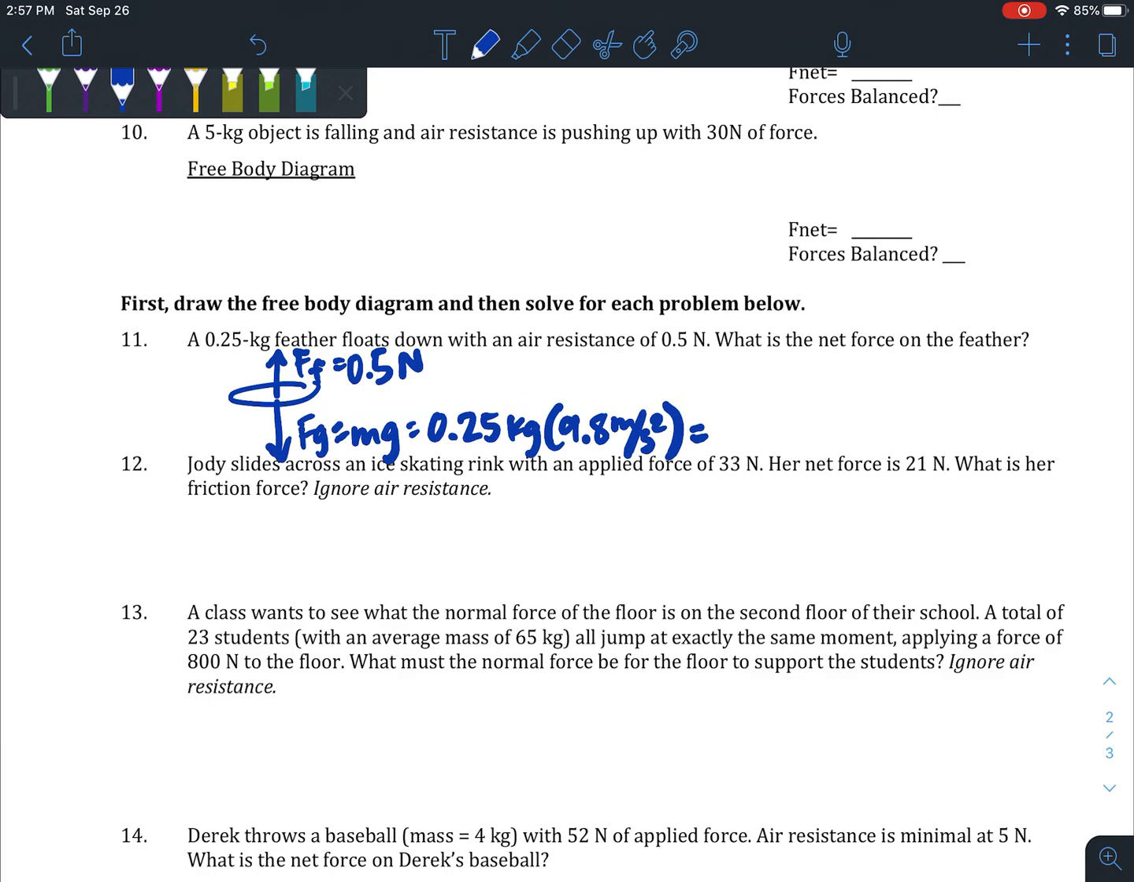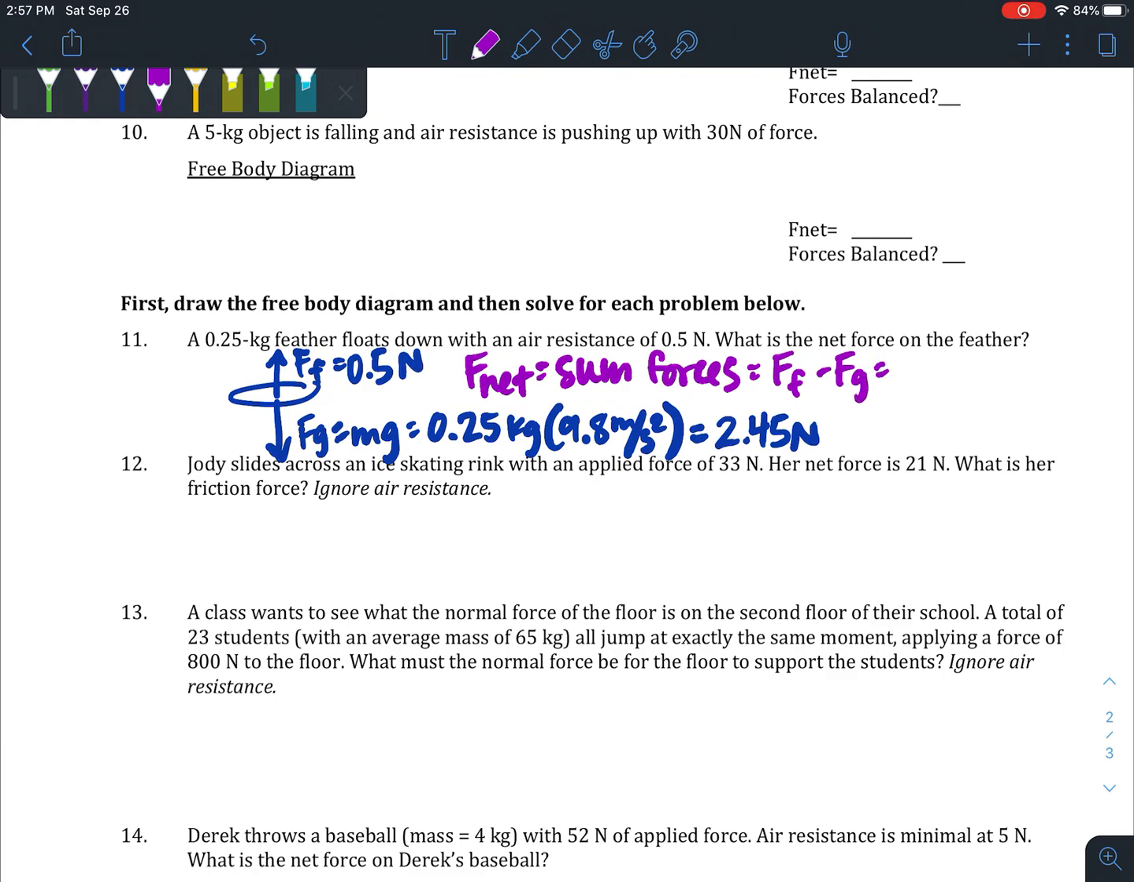And we get an answer of 2.45 newtons. Okay, so net force. This is where we're going to use the F net equals sum formula, and we're going to think of this as a vector problem. We have an F_F and an F_G in opposite directions, so we are going to subtract those. We're going to say friction minus F_G equals F net.